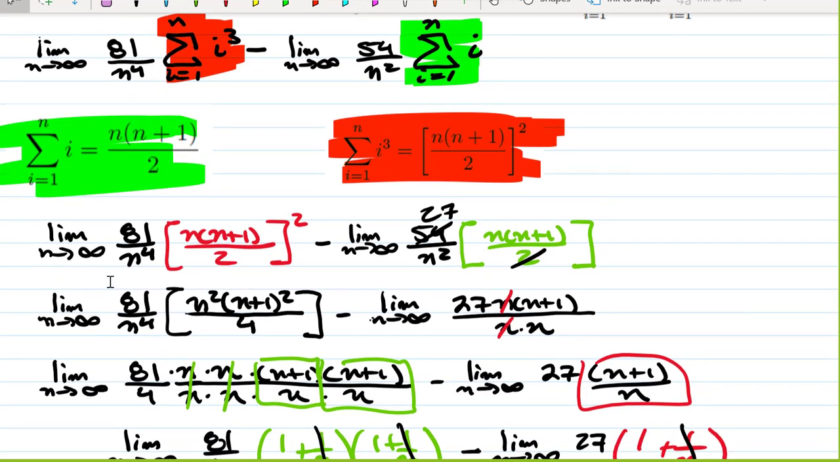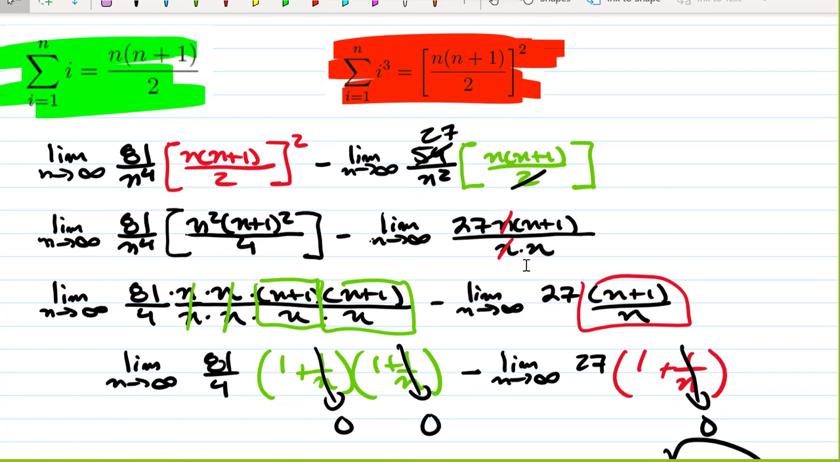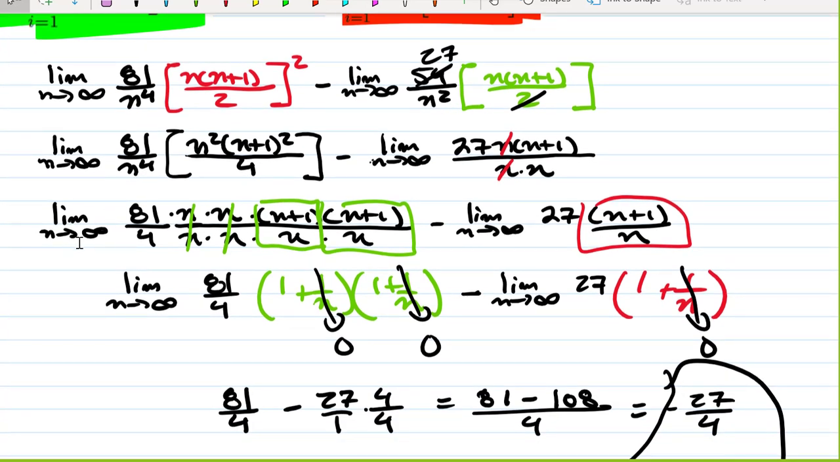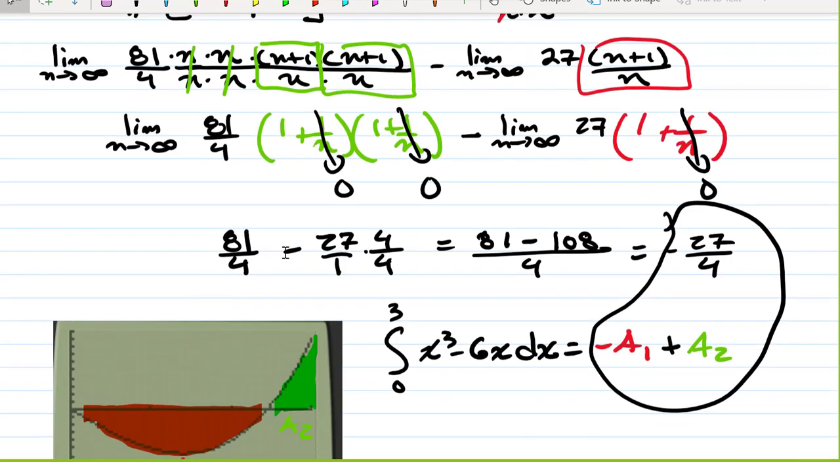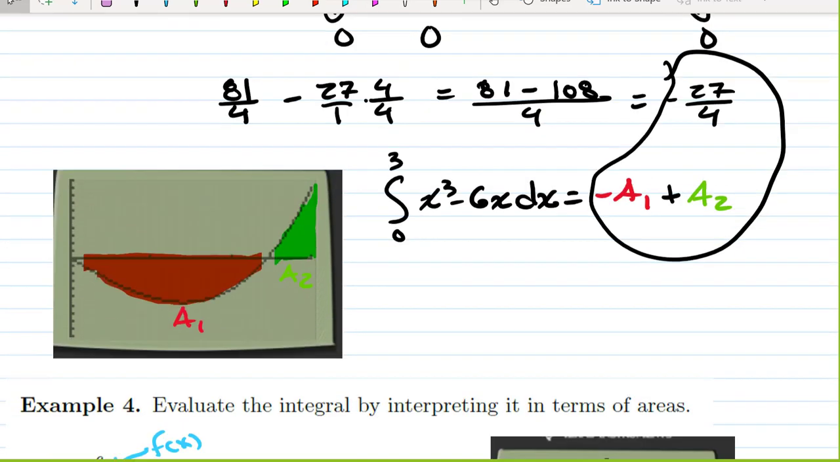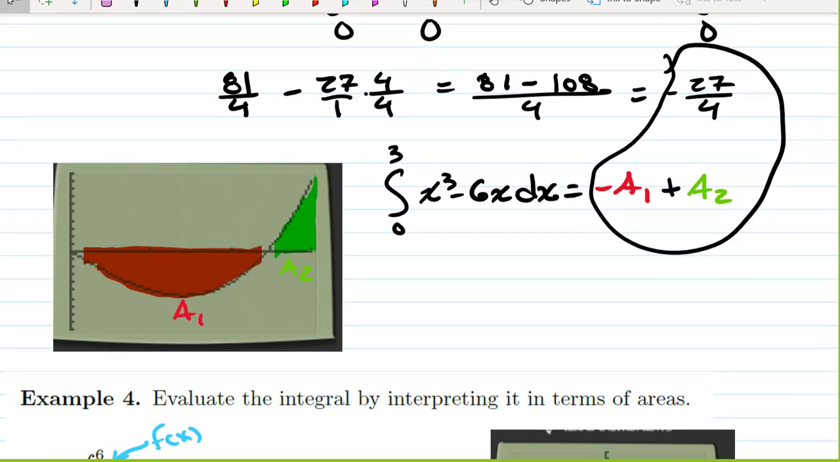We then played around with it, did some algebra, reduced some things out. Finally, at the end of all of that, we evaluated the limit, and we ended up with 81 over 4 minus 27. Got our common denominator, did the subtraction, and we got negative 27 over 4, which represented that area.